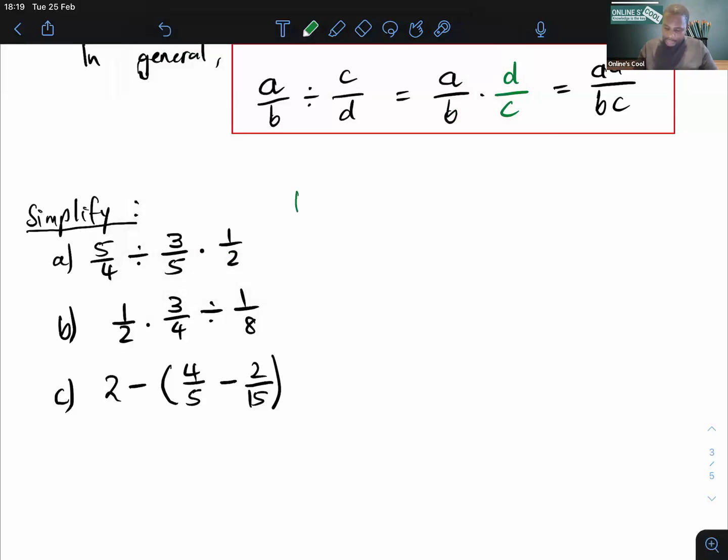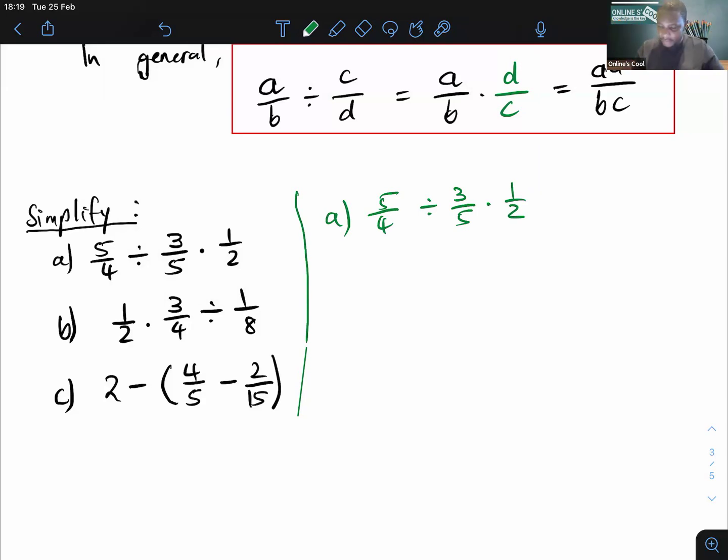So now we've got another exercise that I want us to do. It's just 3 questions, not a lot of questions. So now we have A: 5 over 4 divided by 3 over 5 multiplied by 1 over 2. Again, we start with the divide.